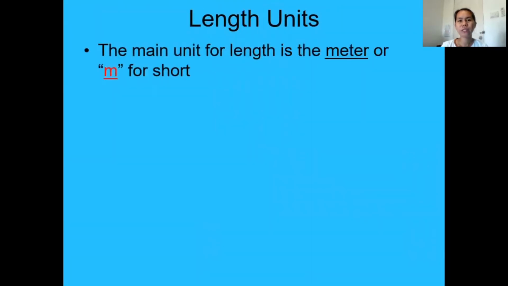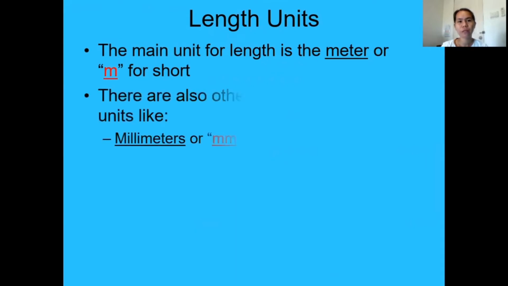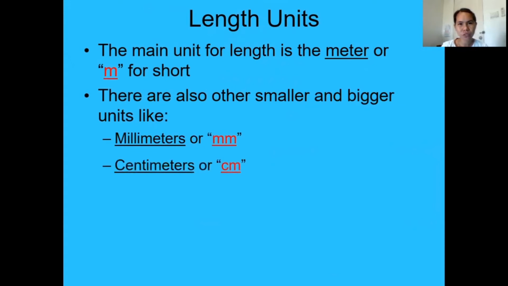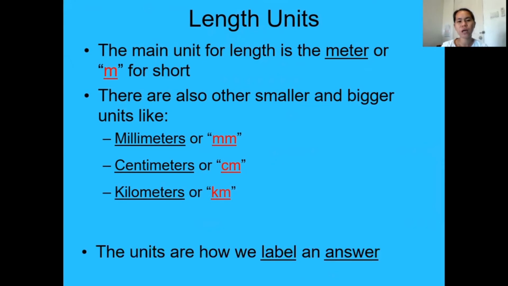The main unit for length is the meter, or m for short. There are also other smaller and bigger units like millimeters, or mm for short, centimeters, or cm for short, and kilometers, or km for short. The units are how we are going to label an answer.